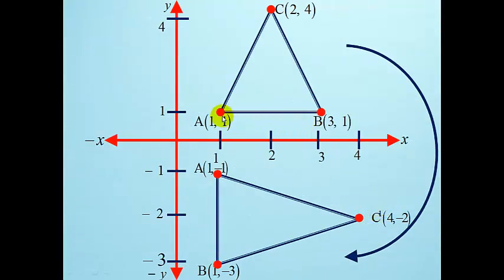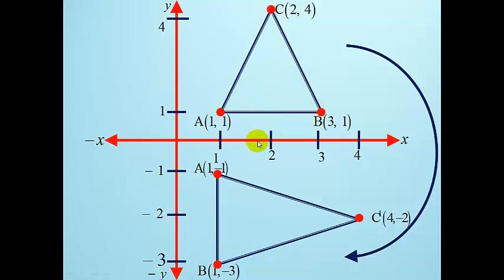Now on the graph, we have (1, 1), that is 1 on the x-axis, 1 on the y. This is the point. We also have (3, 1), 3 on the x, 1 on the y. And we have (2, 4), that is 2 on the x, 4 on the y. Now these are the three points, so we join them to form the triangle.